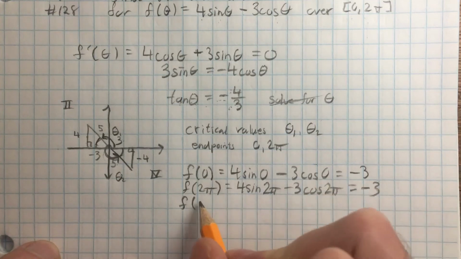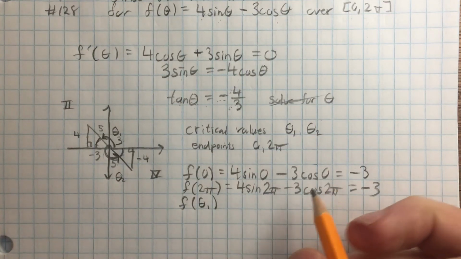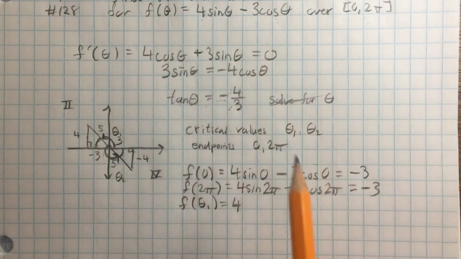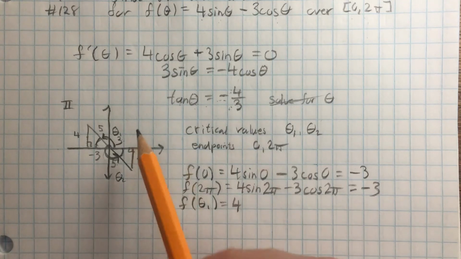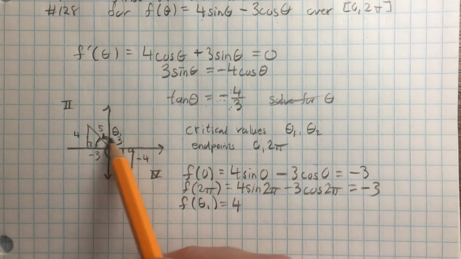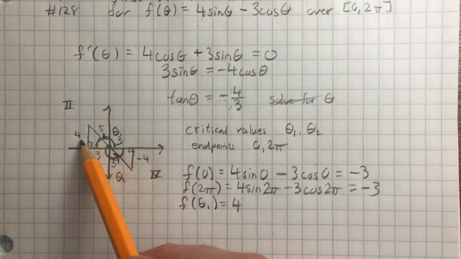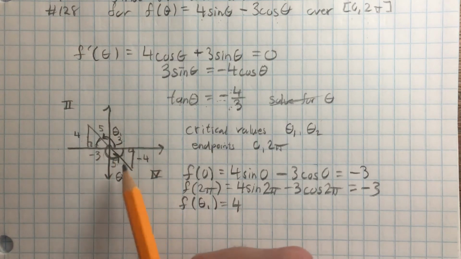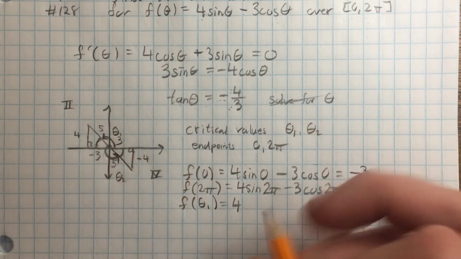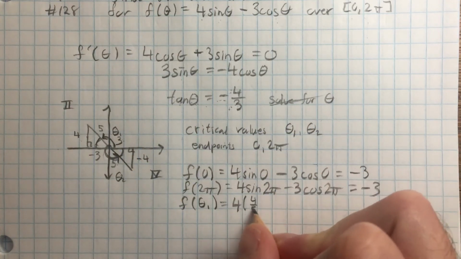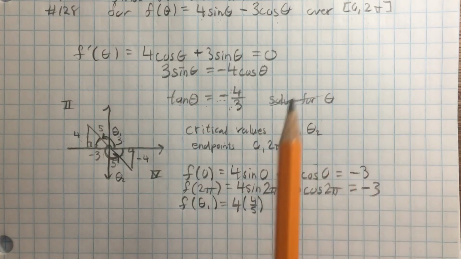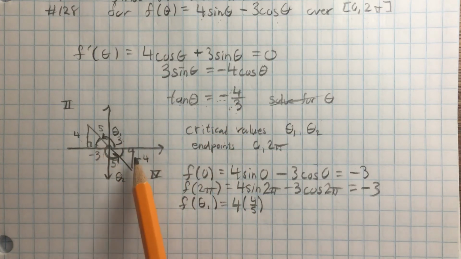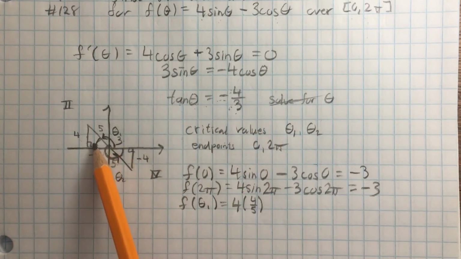F of theta 1 is going to be 4 times sine theta 1. Now sine theta 1, if I look over here, what would sine of theta 1 be? Well, sine is the opposite over the hypotenuse. That's why I got the hypotenuse over here previously. So I'm going to get 4/5. Even though I don't know what theta is, the very fact that I know that theta causes tan to become negative 4/3 can help me to just draw a simple picture and figure out what sine and cos must be for that situation.